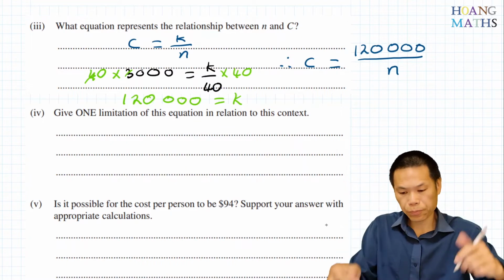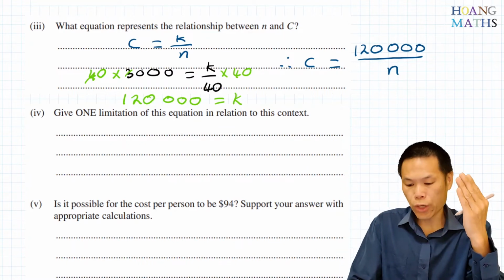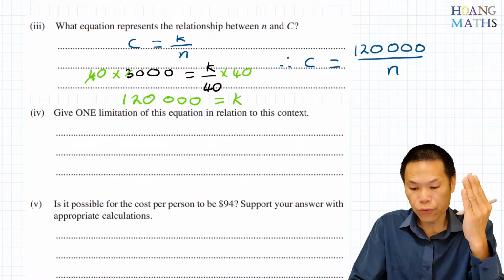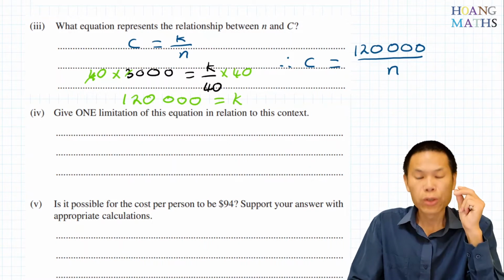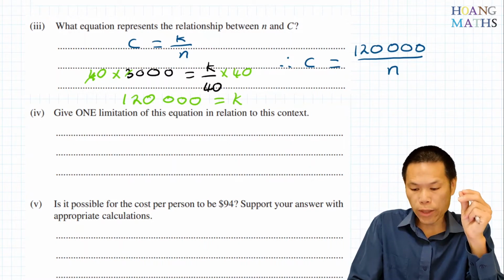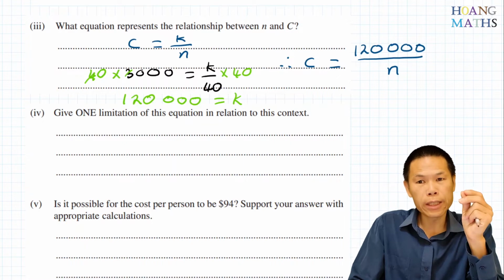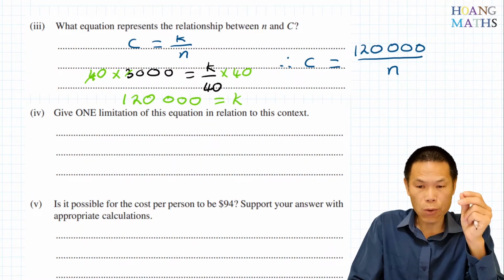So there you go. Now part 4: we need to give one limitation of this equation in relation to this context. What that means is, what is a limitation of the equation?